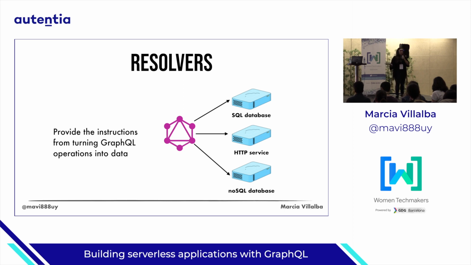Or if you are using an HTTP resolver, you will need to connect to some specific endpoint with some headers and create the HTTP request and then parse the HTTP response into something that is GraphQL friendly. So the resolvers are very specific for your own application. That, the schema and the resolvers, don't forget that. That's the most important part of your GraphQL application. The rest is the same for all of them.